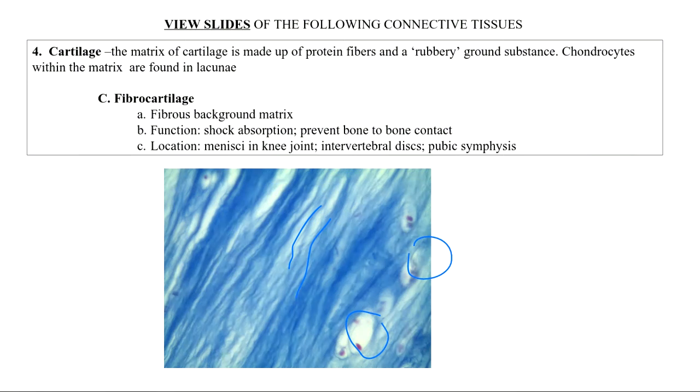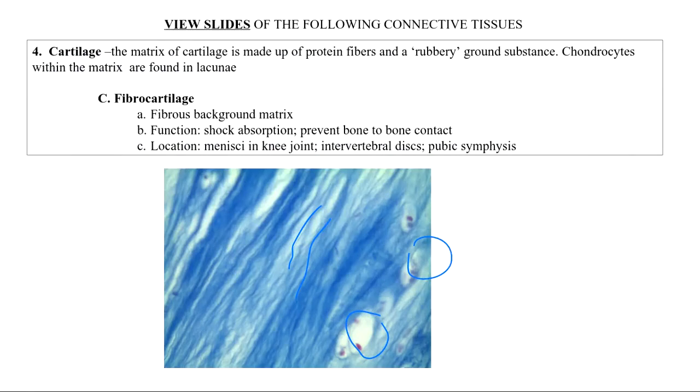This type of cartilage, because it contains such a fibrous background matrix, we see this in the meniscus of the knee, for instance, which provides cushioning. The intervertebral discs in between our vertebrae are made of fibrocartilage, pubic symphysis as well. So these are all examples of fibrocartilage.